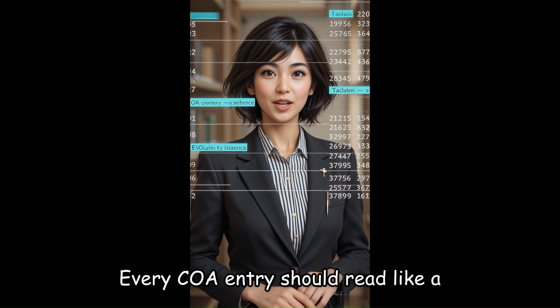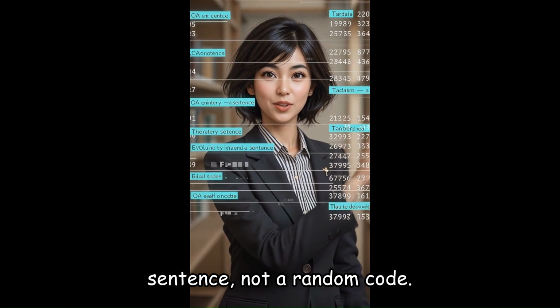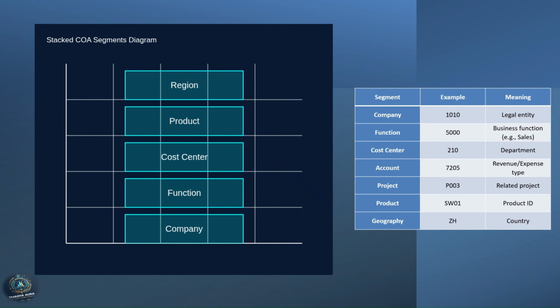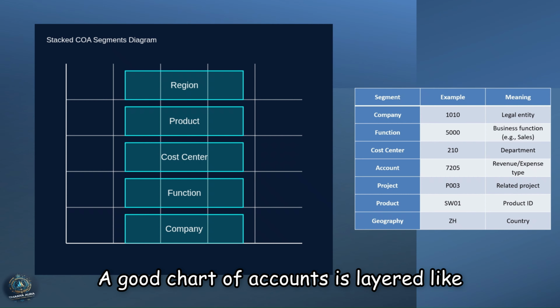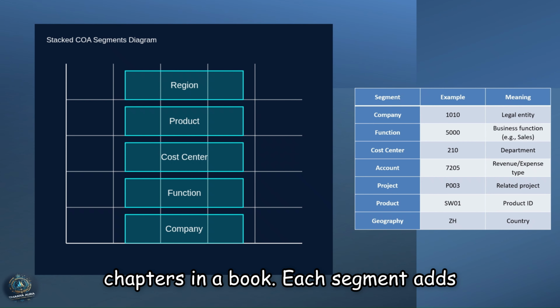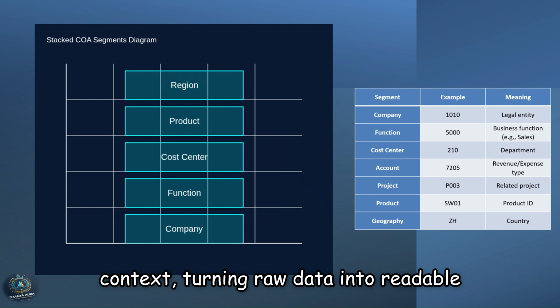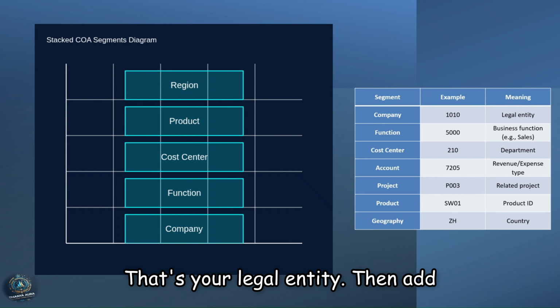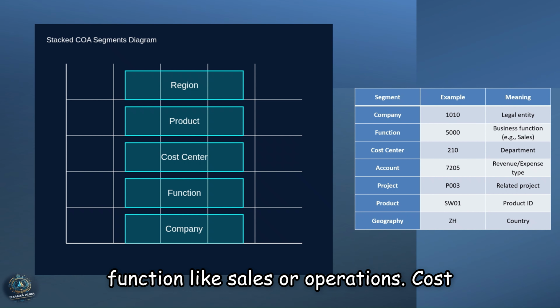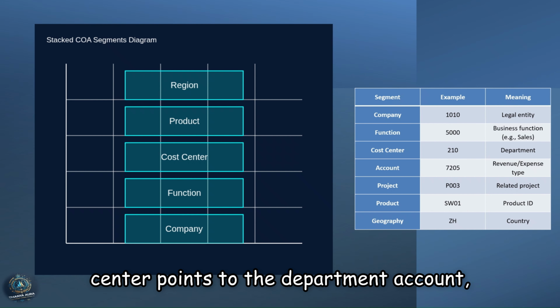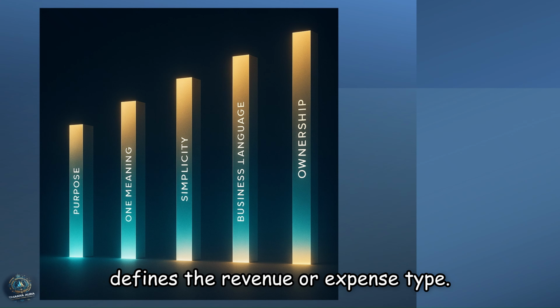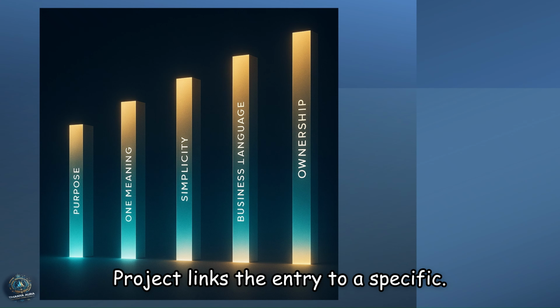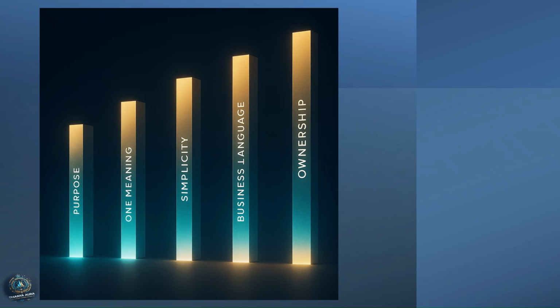Every COA entry should read like a sentence, not a random code. A good chart of accounts is layered, like chapters in a book. Each segment adds context, turning raw data into readable logic. Start with the company code, that's your legal entity. Then add function, like sales or operations. Cost center points to the department. Account defines the revenue or expense type. Project links the entry to a specific initiative.